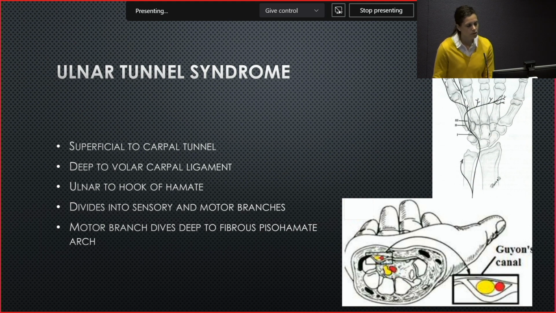And in ulnar tunnel syndrome, it's important to remember that the dorsal ulnar hand is innervated by the dorsal cutaneous nerve of the ulnar nerve, and so it won't be affected with ulnar tunnel syndrome.